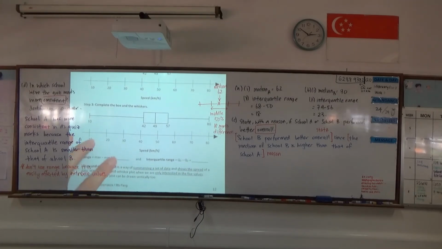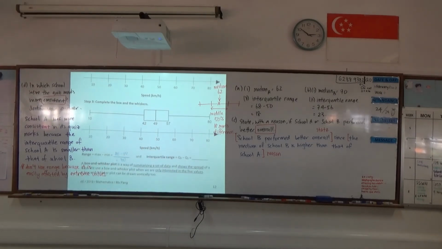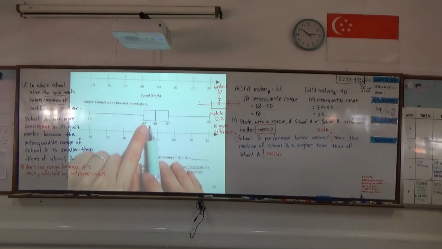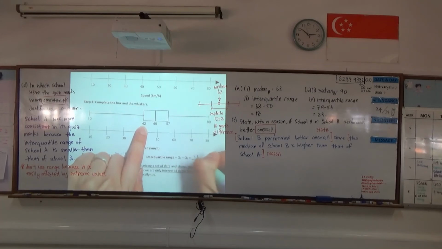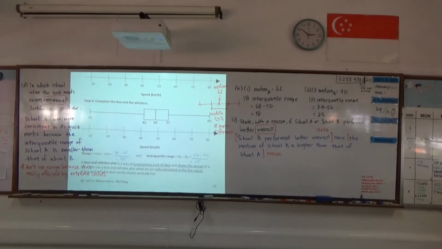From a box and whisker plot, it allows us to very easily tell the range, maximum minus minimum, so that is 80 minus 10, which equals 70. It also allows us to see the interquartile range, which is 57 minus 42, that is 15.